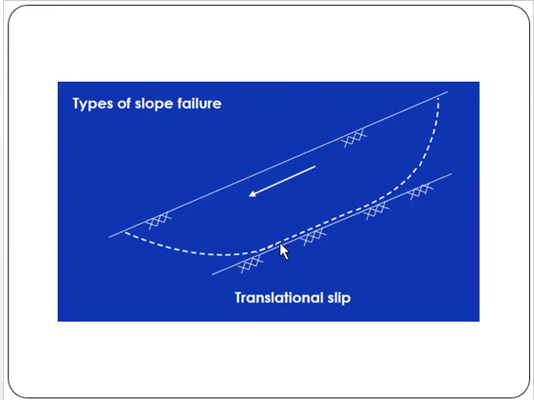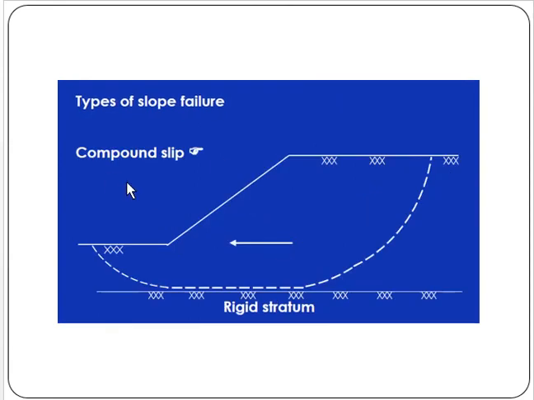I will explain this figure. Compound slip means the combination of rotational and translational. A circular surface will be created, and it has to move along some horizontal path also. So it is a combination of rotational and translational, that is compound slip.